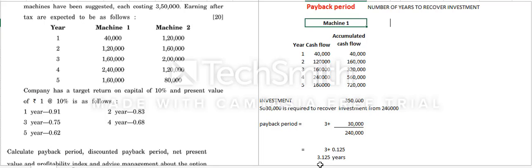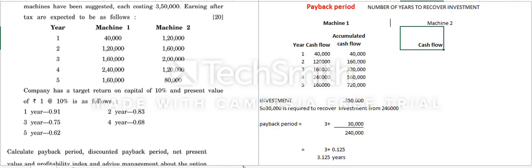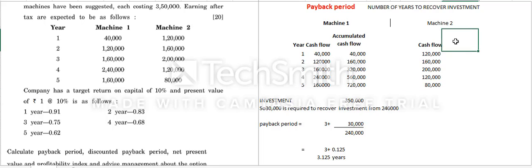Now same way we are going to calculate for machine 2. So here we write down the machine 2 cash flow. Again we are going to write the cash flow. The cash flow is given in the question, so we consider this cash flow here for 5 years. So this is our cash flow for machine 2, and again we are going to write down the accumulated cash flow. As I told you earlier, you just have to sum. For first year it's going to be the same, 1,20,000. At the end of first year we are going to get the same cash flow.